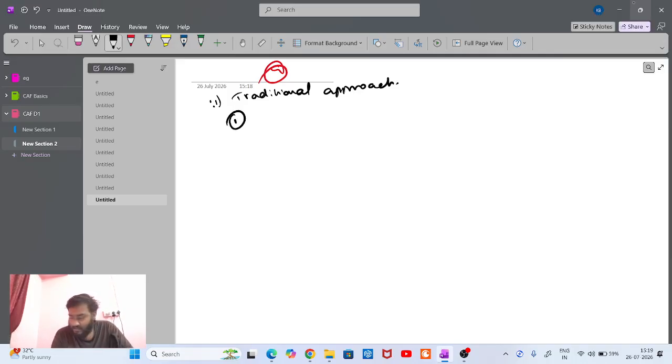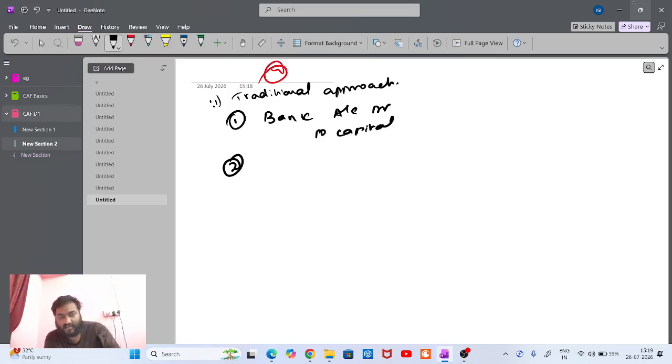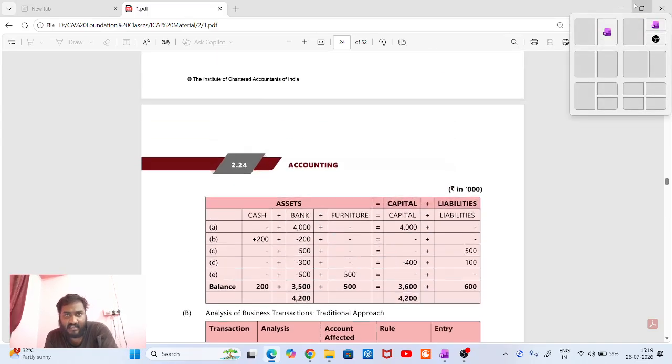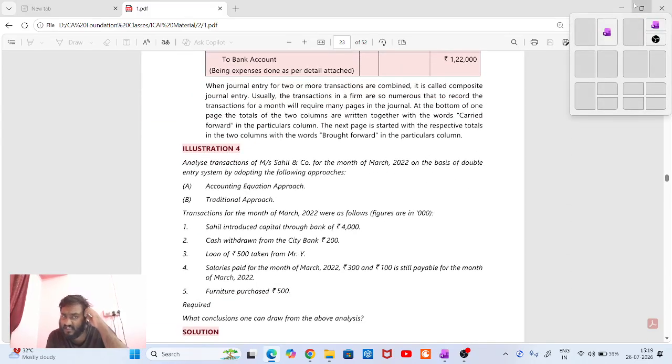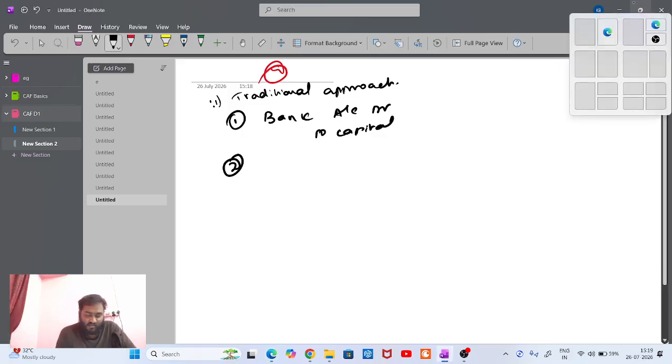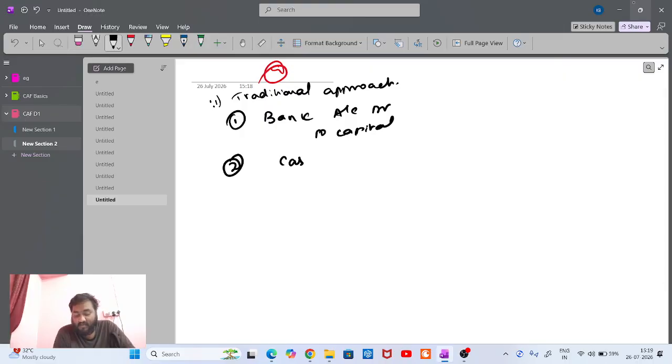So point number one is the entry: bank account debit to capital. Let's keep money aside. Second entry is cash to bank. Why is the cash to bank? Cash withdrawn from the Citibank. So cash has come to the business. Since it is withdrawn from the bank, we have cash in hand. Bank balance is reduced, which is why since it is a debit balance, we are crediting.